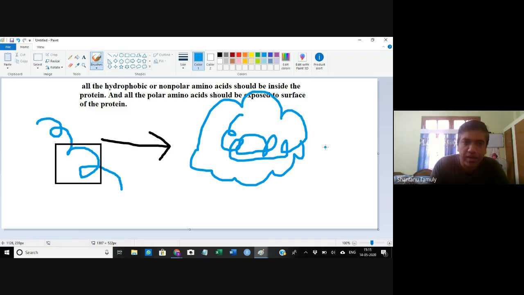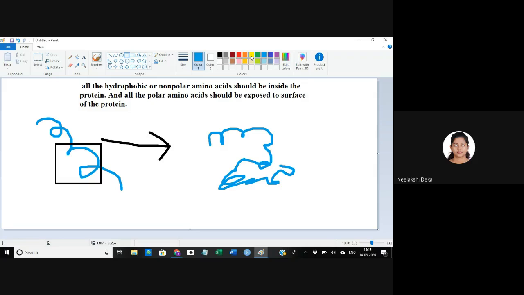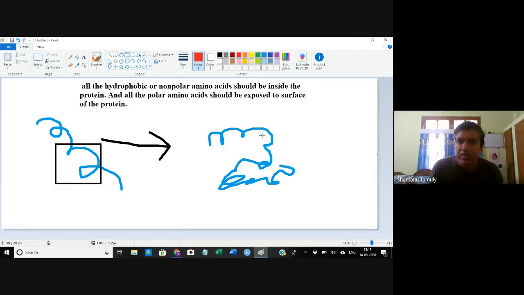Now, on the other hand, if the protein folds in a wrong manner, what will happen? Say this is the wrongly folded protein. So here, what is happening? This particular portion of the protein that is made up of hydrophobic amino acids should be inside, but now it is exposed outside. So this is a misfolded protein.